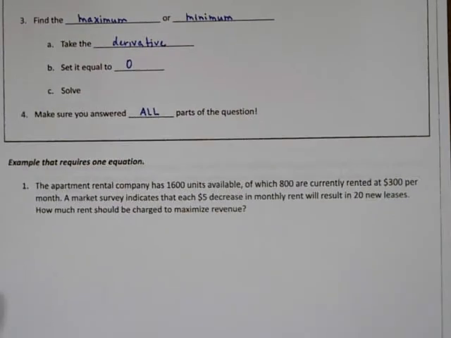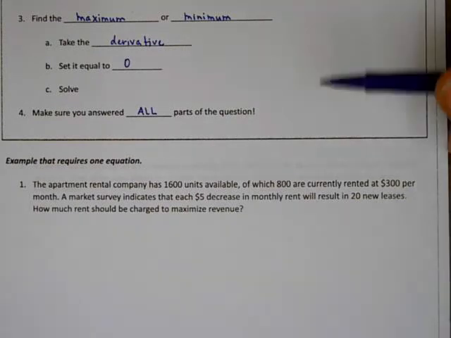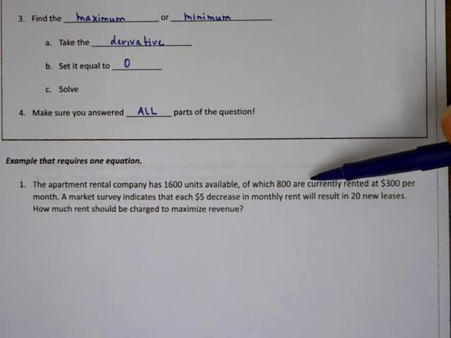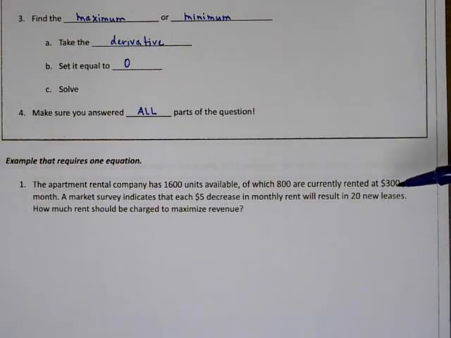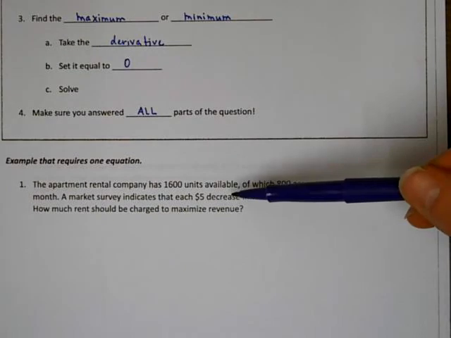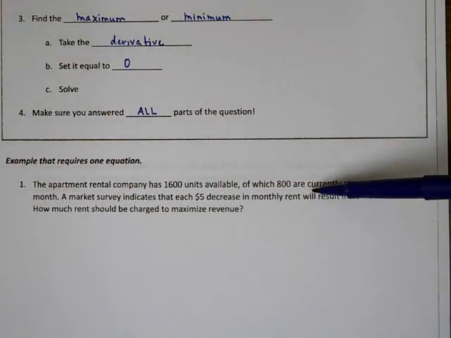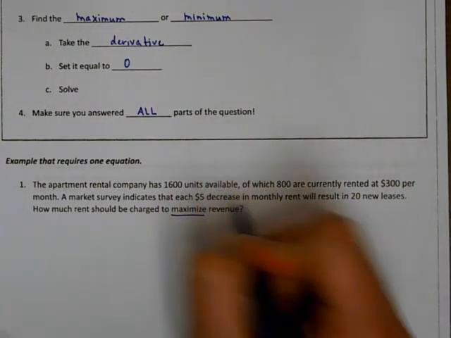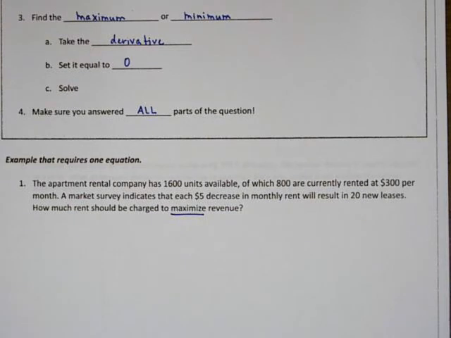So here's the scenario. It says the apartment rental company has 1,600 units available, of which 800 are currently rented at $300 per month. A survey indicates that each $5 increase in monthly rent will result in 20 new leases. And so our question is, how much rent should be charged to maximize revenue? So we're trying to find a maximum value that's going to maximize our revenue.